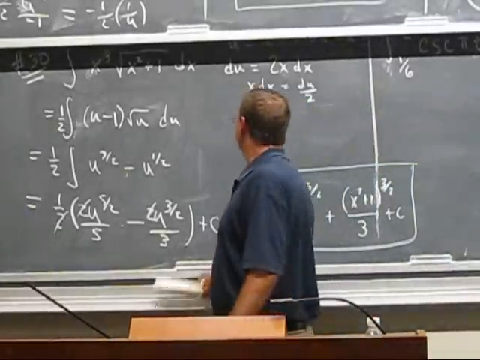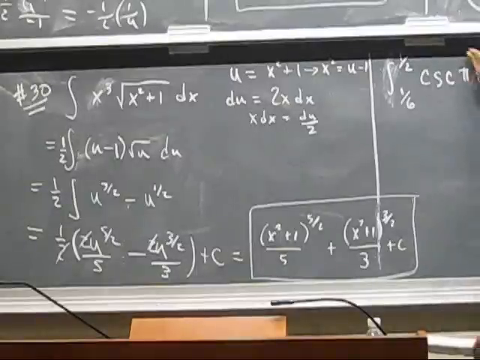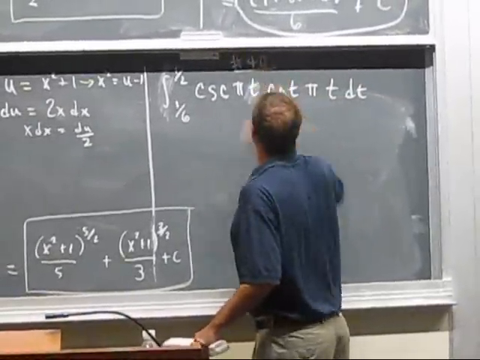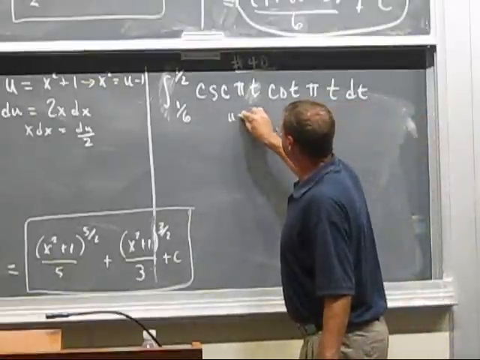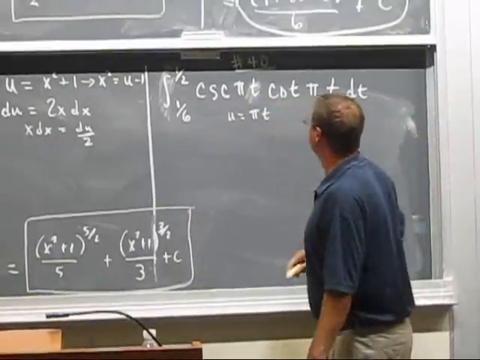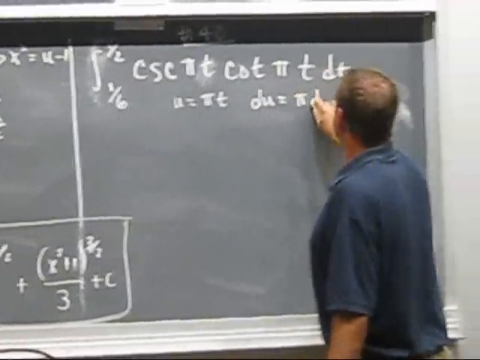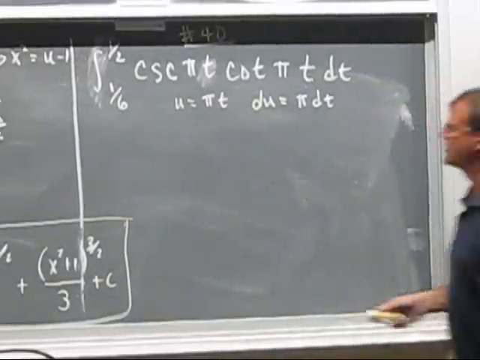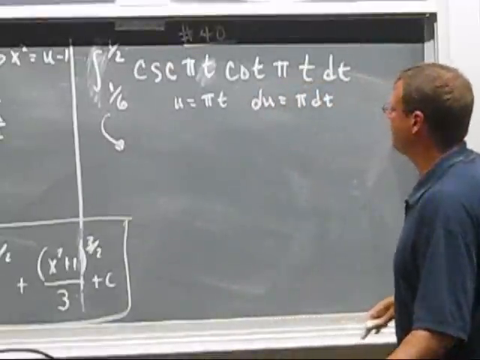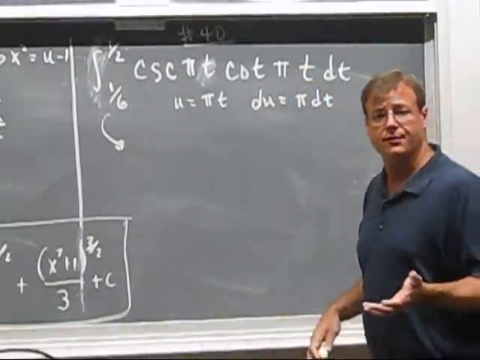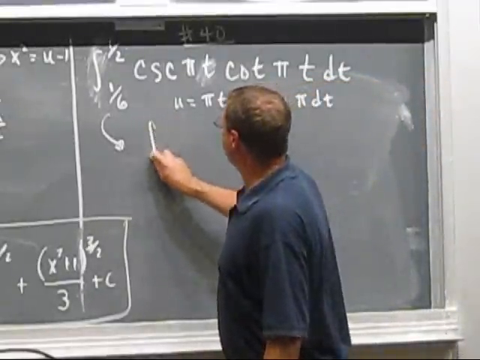Okay, let's move on to this one here. This is number 40. So for this one here, I'm going to pick u to be pi t. Then du is equal to pi dt. So I'm going to substitute here. Now I'm going to ignore these bounds for a minute, and I'm just going to do the anti-differentiation. Then when I put everything back as t's, I'll put the bounds back in. So for the time being, let's ignore that.